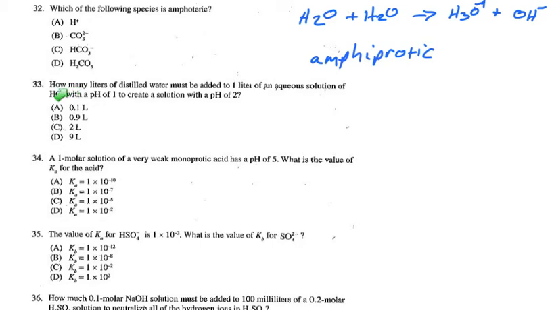33. How many liters of distilled water must be added to 1 liter of an aqueous solution of HCl with a pH of 1 to create a solution that's a pH of 2? So I think we're expecting that as we dilute it, the pH is going to go up, right? That's less acidic. Now, what they're trying to get you to remember here is that each unit on the pH scale is a tenfold change. So 2 is 10 times less acidic than 1. And if you realize that, then you're going to have to dilute this 10 times. So you'd have to go from 1 liter to 10 liters. So the answer is going to be D.